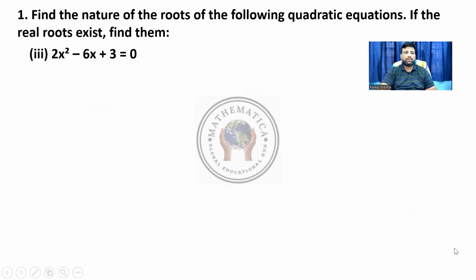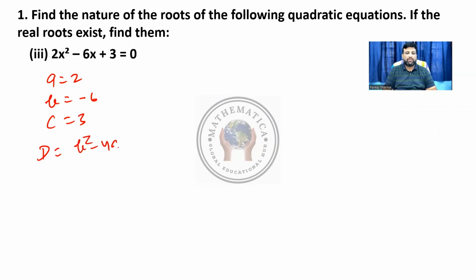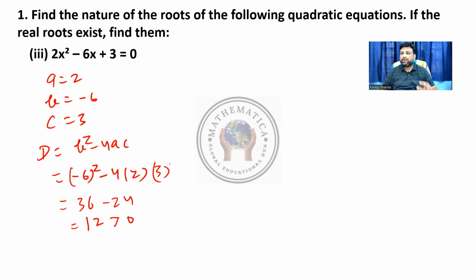Now let's see question number 1, third part. Here the coefficient of x² is 2, the coefficient of x is −6, and c is 3. Again we find the discriminant b² − 4ac. So (−6)² − 4 × 2 × 3. (−6)² is 36, and 4 into 2 is 8, 8 into 3 is 24. So we get 36 − 24, that is 12. The discriminant in this case is greater than 0. When the discriminant is greater than 0, everybody knows the roots will be real and distinct.